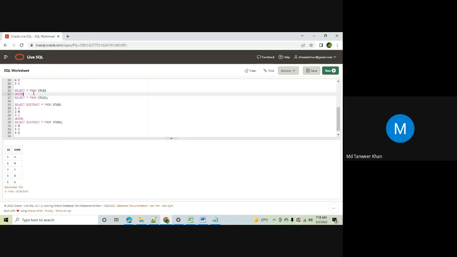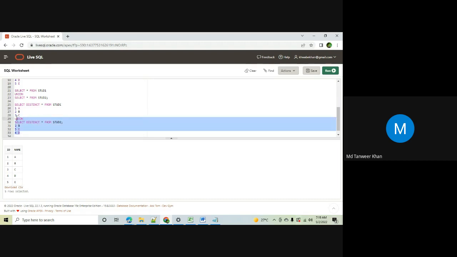First of all, select star from student 1 is internally converted into select distinct star from student 1. Take the distinct. So here it is 1A, 2B, 3C. And here, what is distinct? 2B, 5E, and 4D. Is that clear? Any questions so far? Any confusion? Hello guys, any question?